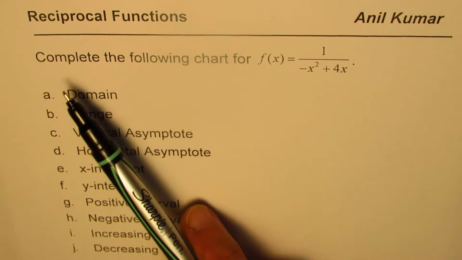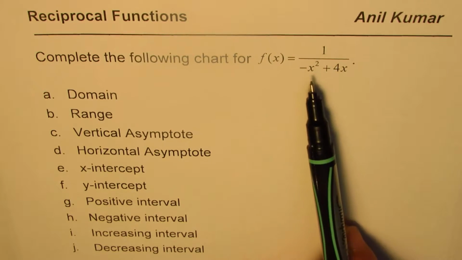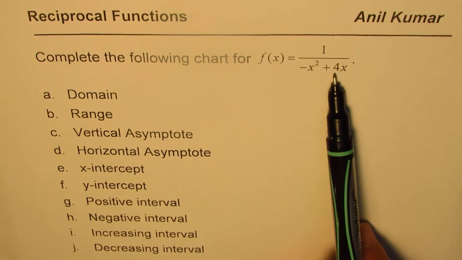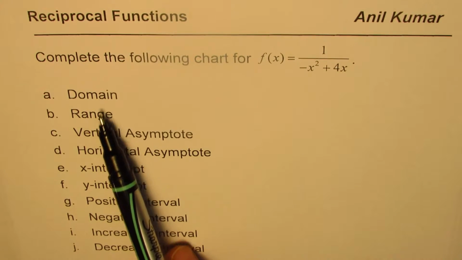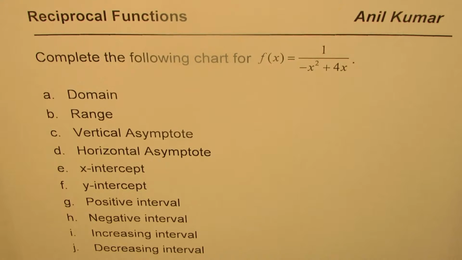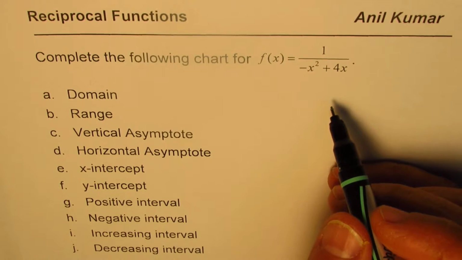Question here is, complete the following chart for f of x equals 1 over minus x squared plus 4x. We need to find domain, range, vertical asymptote, horizontal asymptote, x-intercept, y-intercept, positive interval, negative interval, increasing interval, and decreasing interval for this function. Correct? So, to begin with, what can we do?